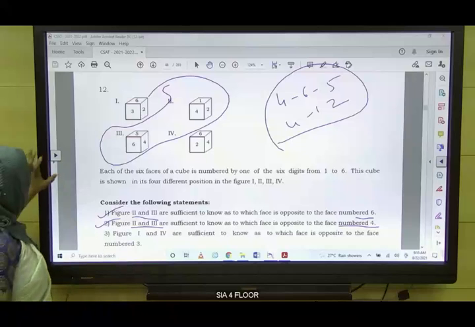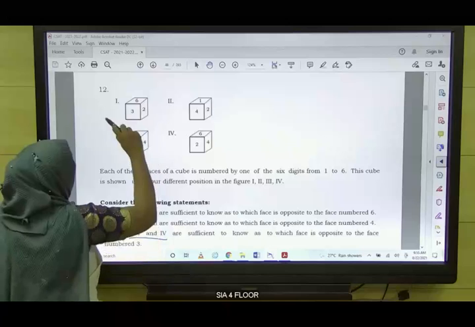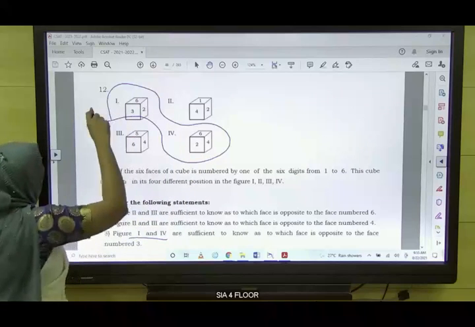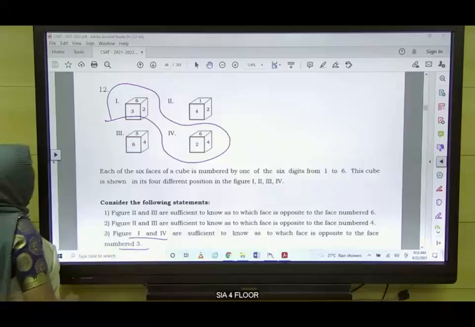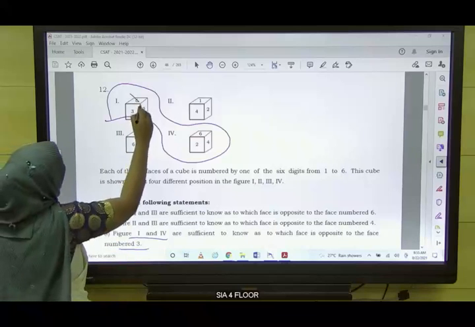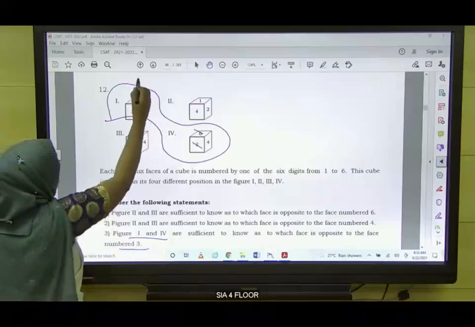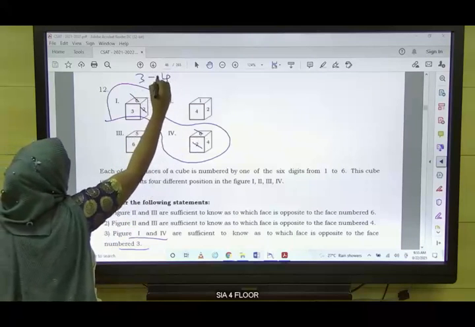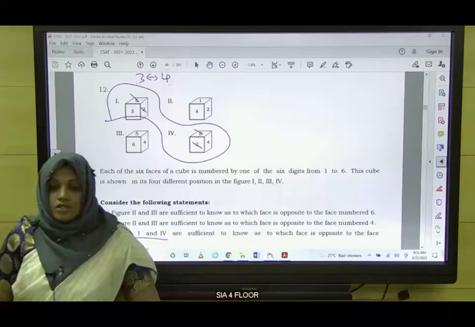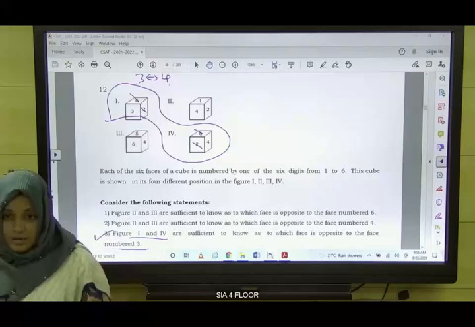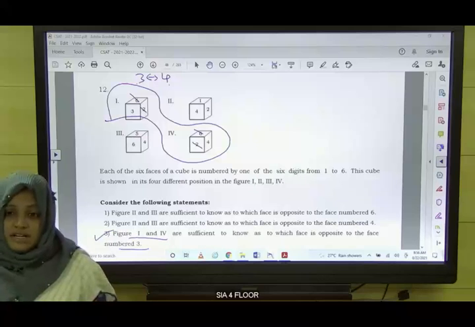Now third statement says, let's erase this. Third statement says that when you compare these 2 figures, you can find out what is opposite to number 3. So is it correct or not? Okay, so you can cancel 6 and 2. Left out is 3 here, and there left out is 4. So you can find out what is opposite to 3, which is 4. So this is also right. So using 1 and 4, you can find out what is opposite to number 3. So all the 3 statements are correct.